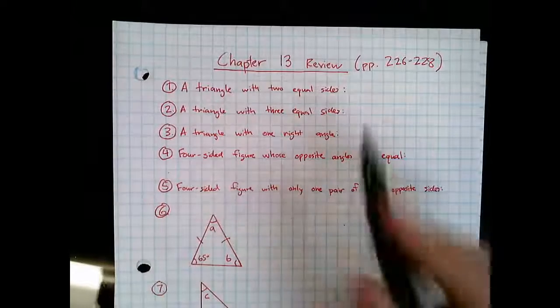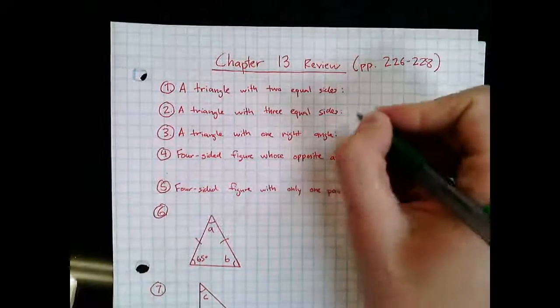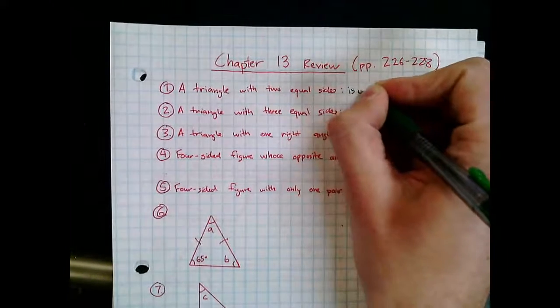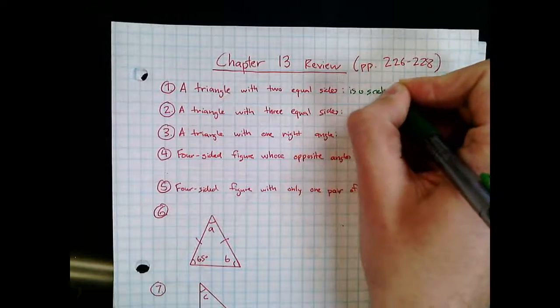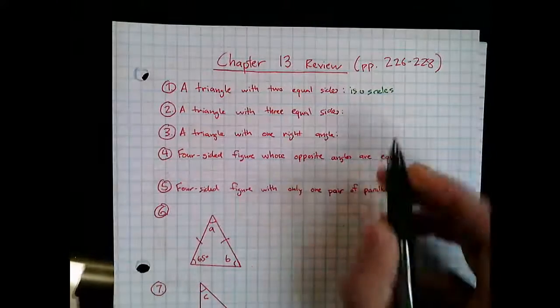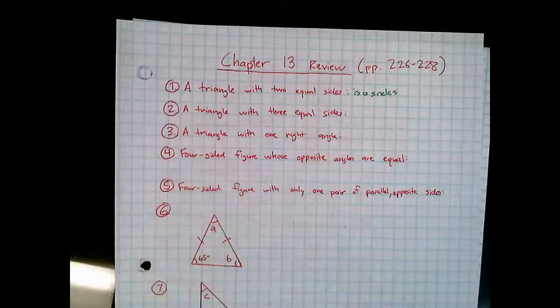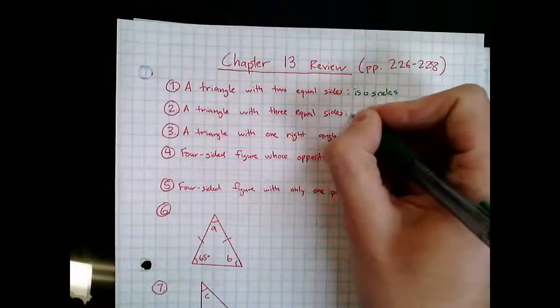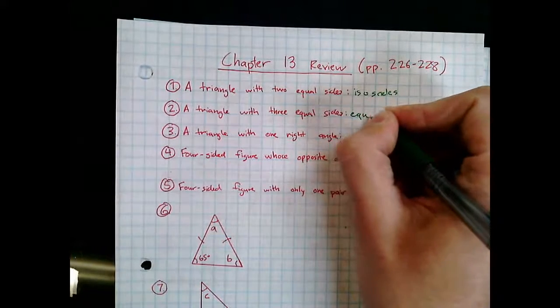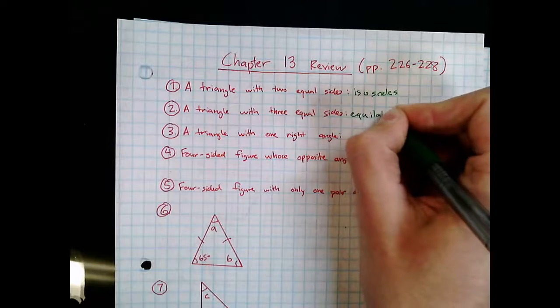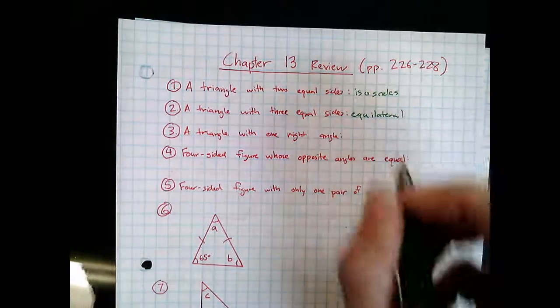A triangle with two equal sides. That's one of the definitions that we learned about isosceles triangles. Isosceles has two equal sides. Ooh, sorry about that dreadful handwriting. See if I can do better with a triangle with three equal sides. That is an equilateral triangle. Equilateral. A little bit better handwriting-wise.